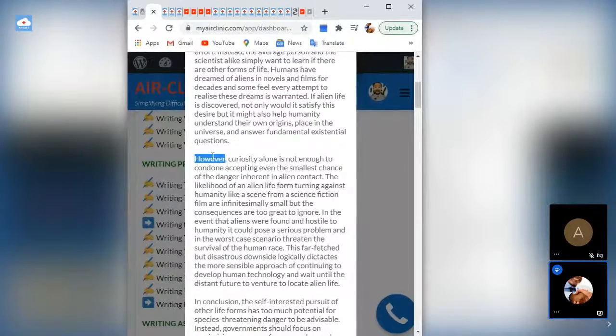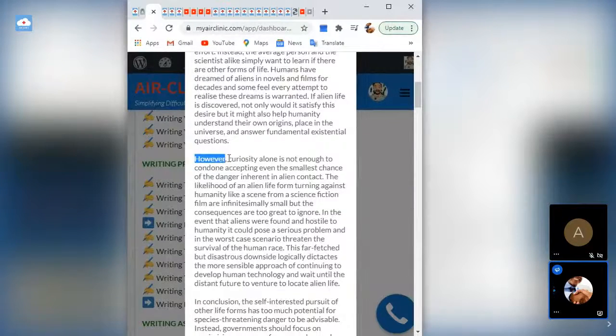All right. So, however, curiosity alone is not enough to condone accepting even the smallest chance of the danger inherent in alien contact. So he's now negating what he said earlier, because remember, you're trying to discuss schools of thought. Okay, they asked for your opinion, and two, they asked you to explore the different schools of thought. So you are trying to think from other people's perspective, what other people would say, not exactly what you would say. It's eventually that you will now state your own final thoughts on the matter.